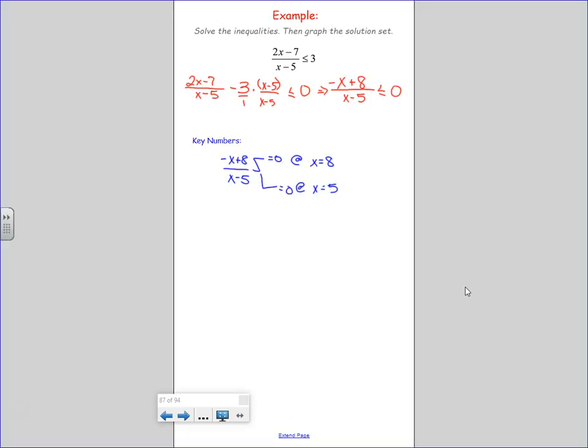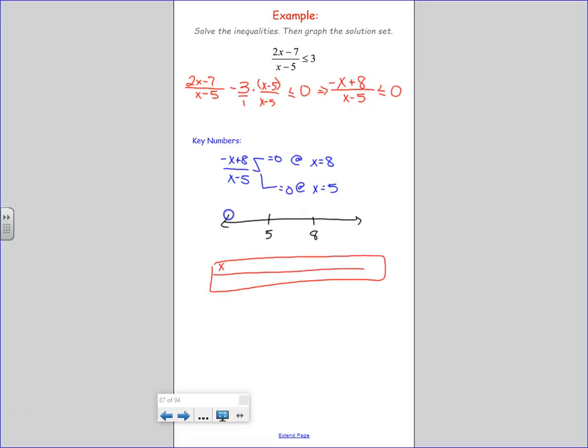Now what? What am I doing? I'm splitting up my number line to say, I need to test each of those. Testing each of those. I'm testing them by plugging in what? I don't know, things in between. Like, what's something to the left of 5? I don't need it that big, do I?